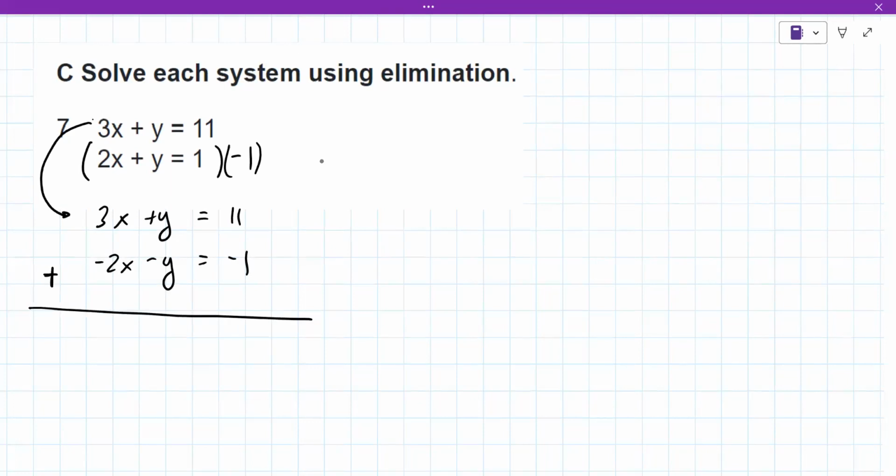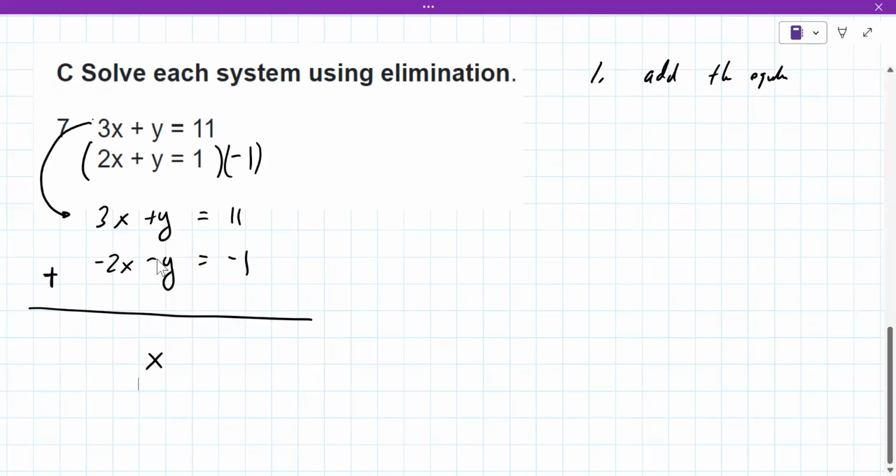And eliminating, the first type of elimination is just add the equations together. That's always your goal, is to add the equations, and you add them up vertically. So you're going to add 3x minus 2x. What does that become when you add those together? x. Just plain old x.